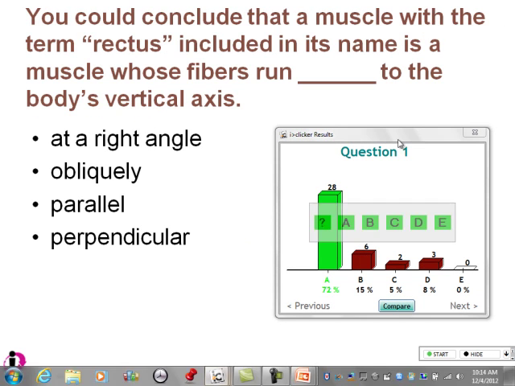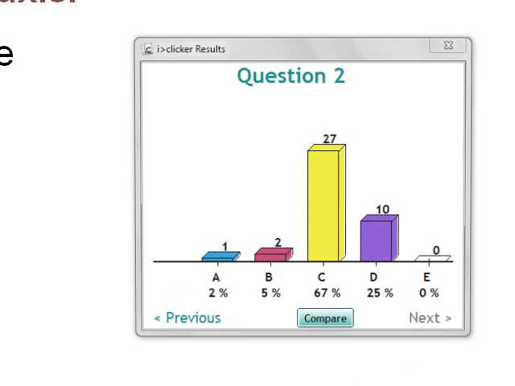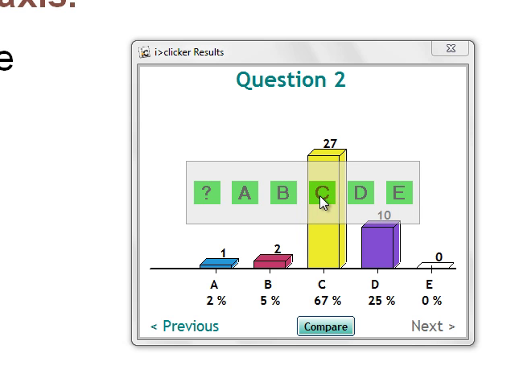One more and then we have to hit it. You could conclude that a muscle with the term rectus included in its name is a muscle whose fibers run what? To the body's vertical axis. Done? What's the answer? Thank you. Parallel. We just went over that, guys.